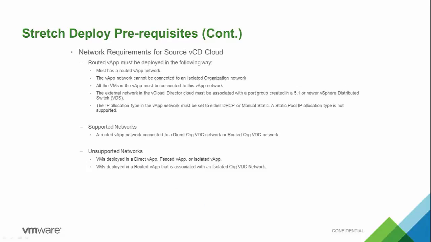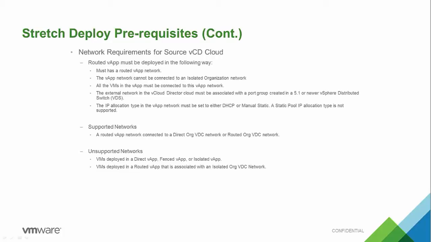Now let's take a look at some of the network requirements. If the source is a VCD cloud, the vApp must be deployed in the following way. It must have a routed vApp network. The vApp network cannot be connected to an isolated organization network. All the VMs in the vApp must be connected to this vApp network.